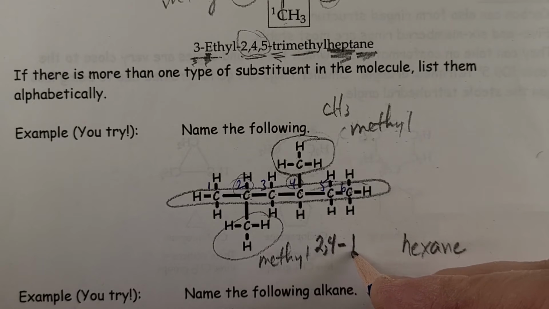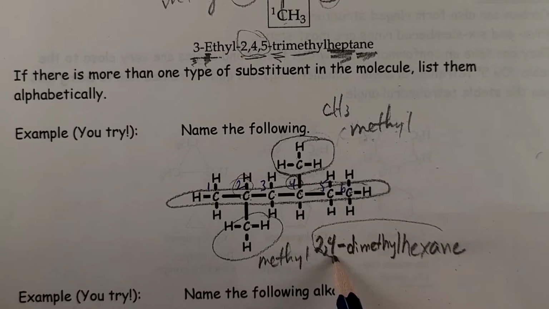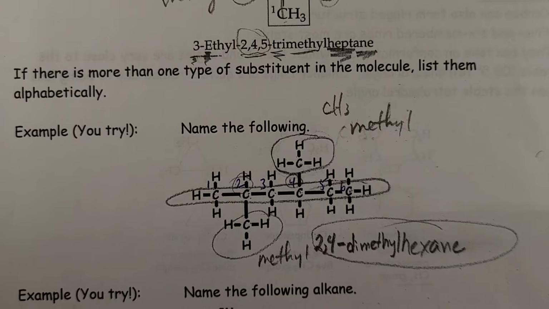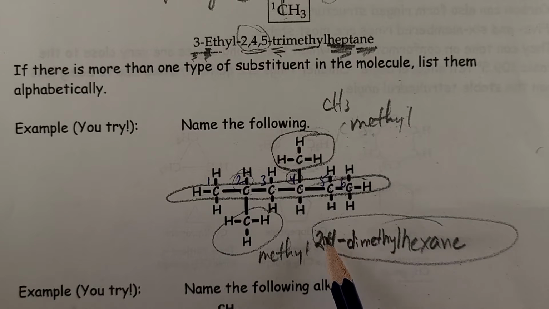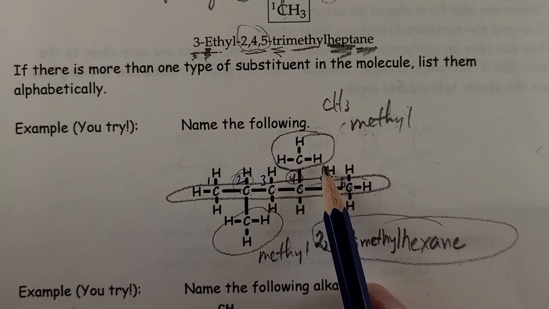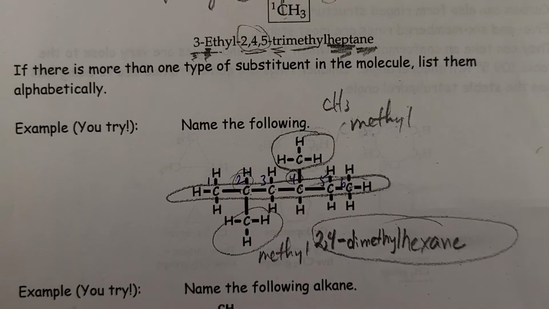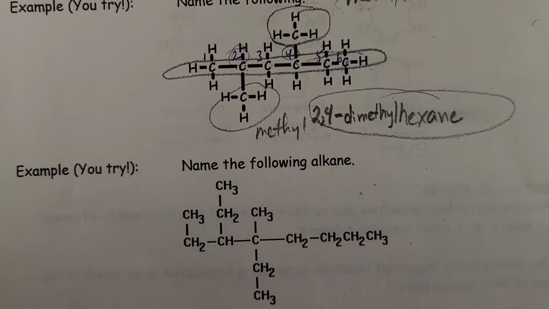Now since there's 2 methyls, we have to use the prefix, let's see, mono, di, tri. So it's di. So if you look at your pink periodic table booklet, page 4 has those prefixes, mono, di, tri, tetra, penta, and all those. So 2, 4 dimethylhexane. There we go.